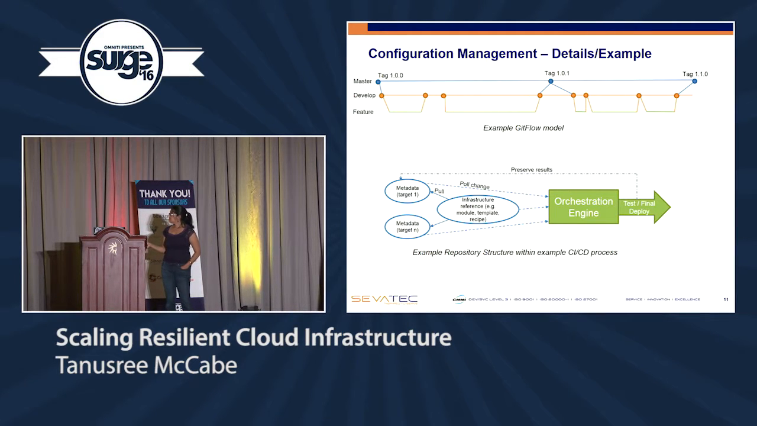The point is, the orchestration engine, in terms of automation, should be able to understand if a change has been made, whether that change is to metadata, meaning there's an update to infrastructure, or a change to the actual reference itself, which means that that change should be applied everywhere. And then you do a test cycle, and then you do your final deploy cycle. Any questions on this so far?